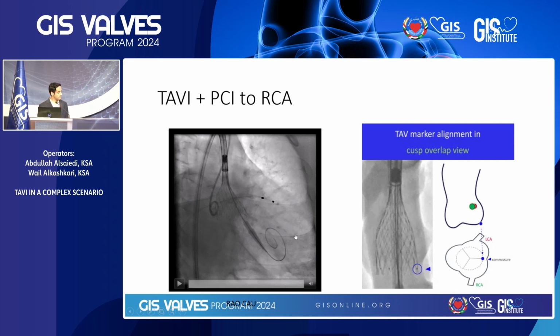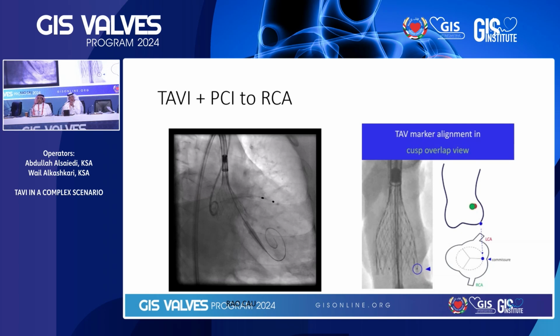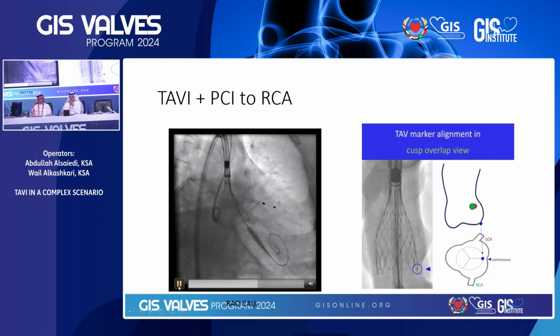The message I want to relay here is that the three dots are not only for looking at the level of implantation. Now we use the three dots to look for commissural alignment. I want you guys to really focus on this because this is underutilized. Abdullah will show you now. It's not only for the level, it's also to do proper commissural alignment.